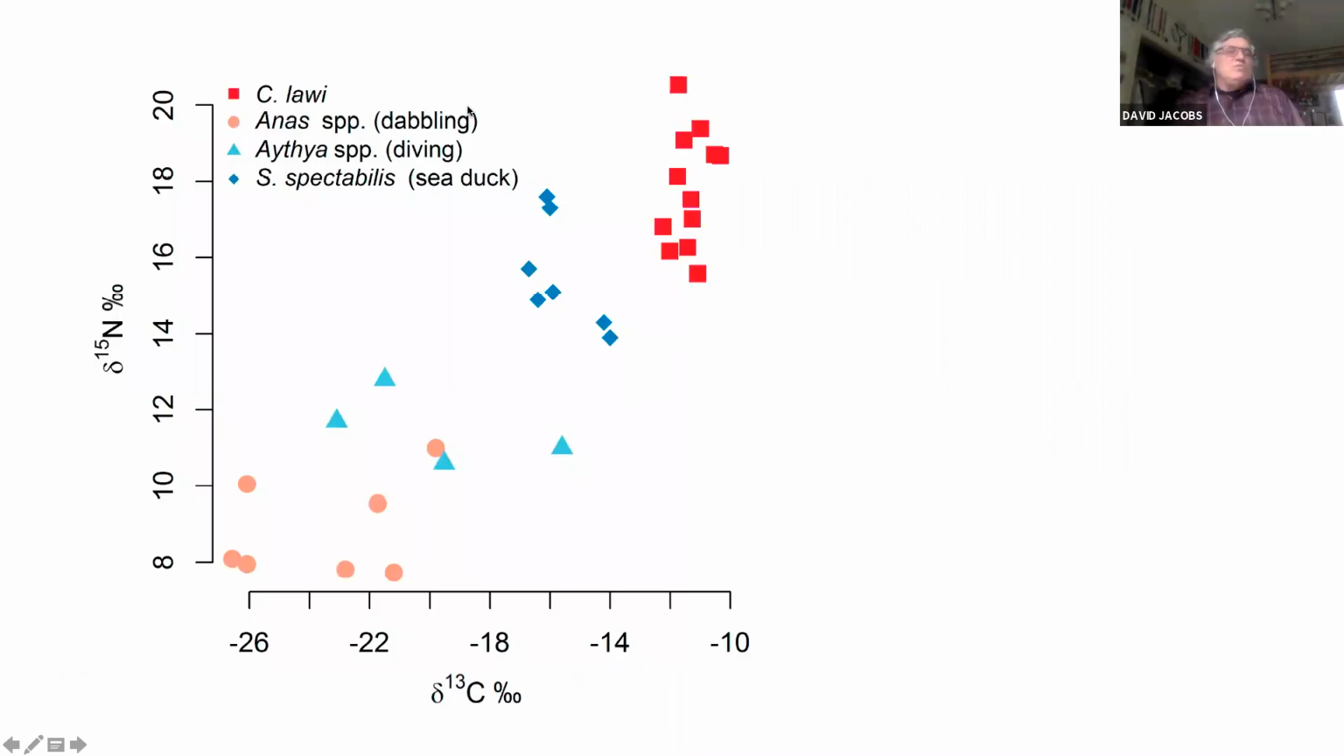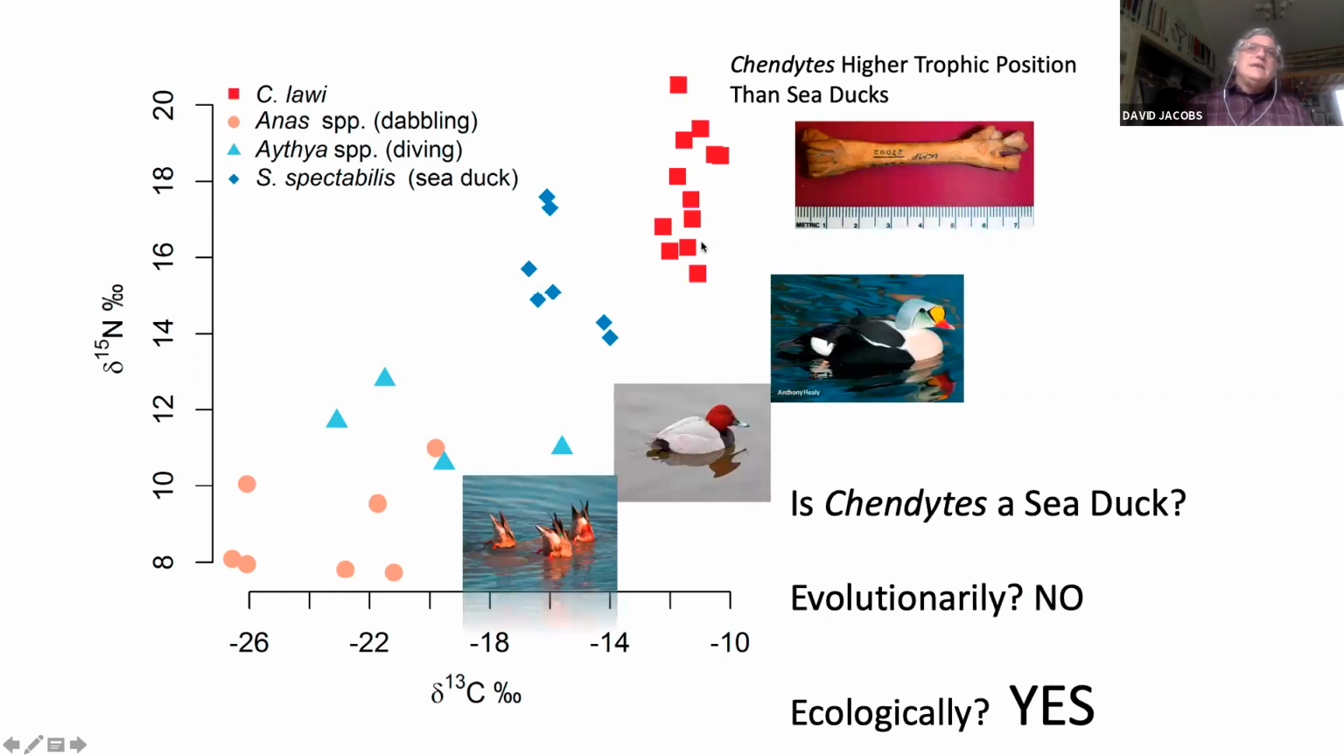Well, we do what other folks have traditionally done in this context: looked at nitrogen and carbon isotopes from the bones and from modern material and compared them. This is comparing, in red, the Chendytes samples. And what we can see is that there's this gradation from more vegetarian dabbling ducks to less vegetarian diving ducks to even less vegetarian, or higher trophic level, sea ducks, and then we get up here to Chendytes. So we can come to the conclusion that Chendytes is beyond that, an uber sea duck.